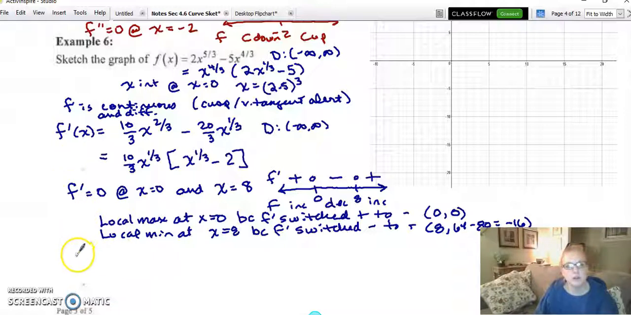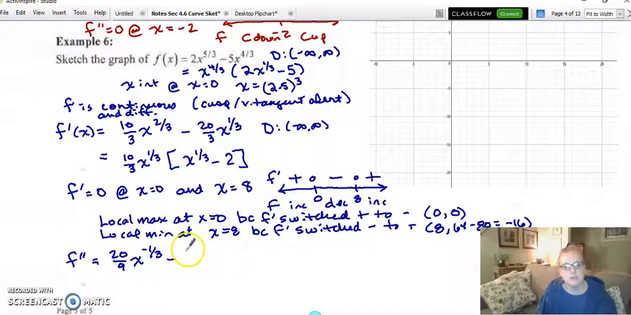All right, then we're going to go to our second derivative and find out concavity. So f double prime is going to be equal to, again, nice product rule, so I'm going to come back up here and multiply. That would be 20/9 x to the negative 1/3 minus 20/9 x to the negative 2/3. Go ahead and factor out the 20/9, and then x to the negative 2/3 would be the smallest power.